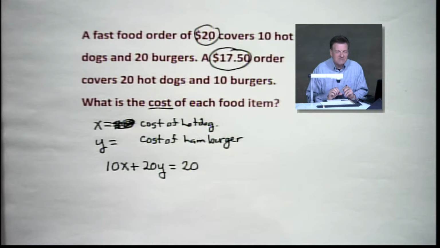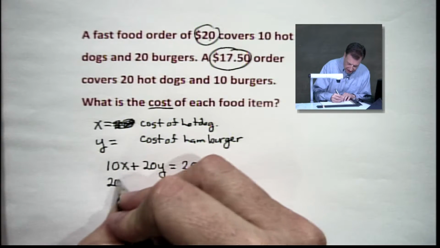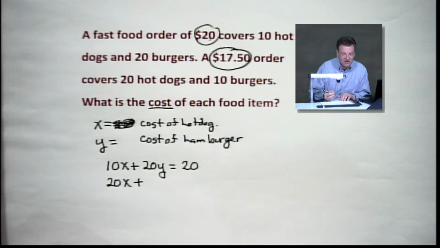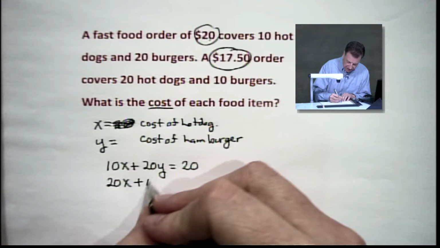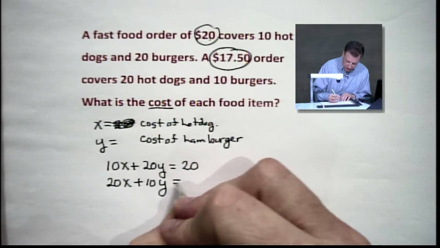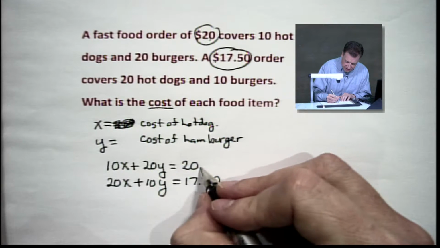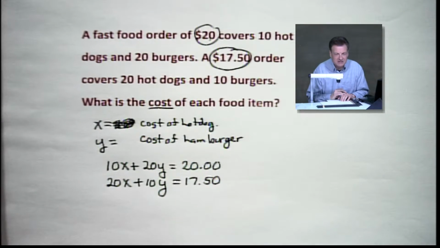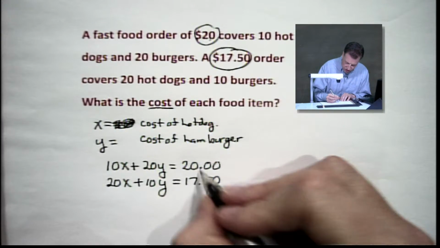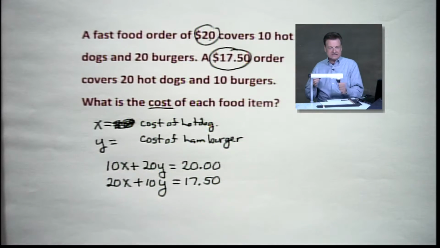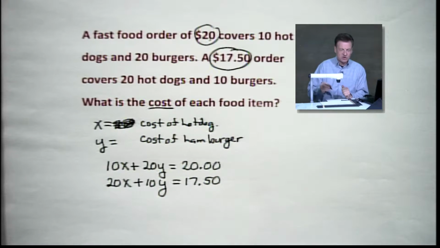How about it, the $17.50 order? 20 hot dogs. So we're going to do 20x plus 10y, 10 burgers, gives us $17.50. Now, just to make us feel comfortable, I'm going to put that out there because sometimes people put the 20 in the wrong place. I don't think you guys would do that. Those of you who watch on the Fridays usually are with it pretty well, okay? Now, let's see where we're going to go with this.